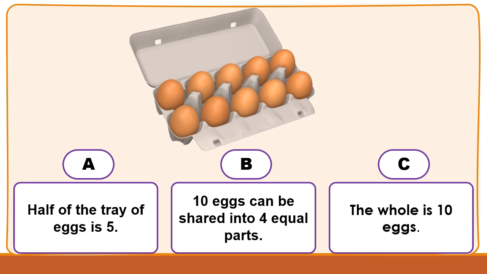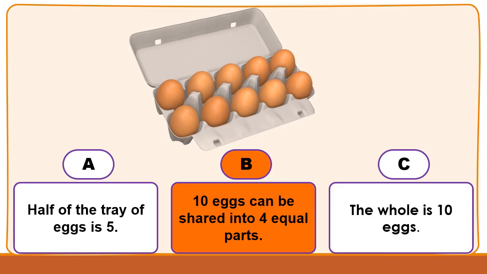Now, let's check. So, which is the fib? B? Let us see. And again, you are correct. The second statement is not true because we cannot divide 10 into 4 equal groups. That means statement A and statement C are both true. Well done, children.